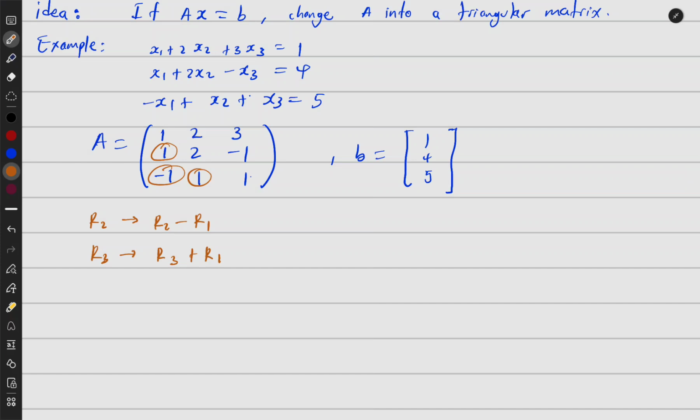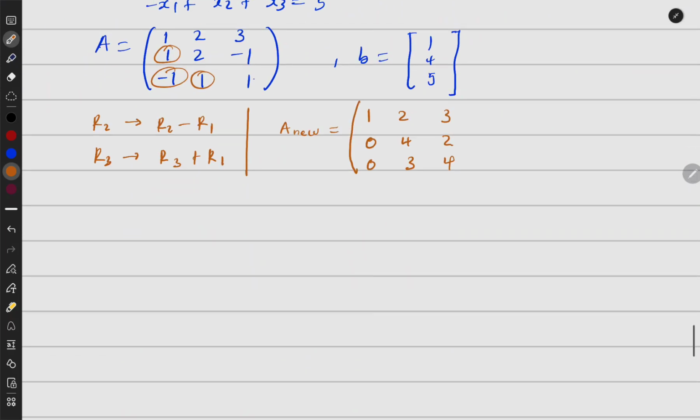So therefore, can I call this NU? Row 1 remains the same, 1, 2, 3. Row 2 becomes a 0, however you're adding, so this is a 4, this is a 2. Row 3 plus row 1, so this is a 0, this is a 3, this is a 4, that is a 4 also. So that is my NU, however I also have BNU.